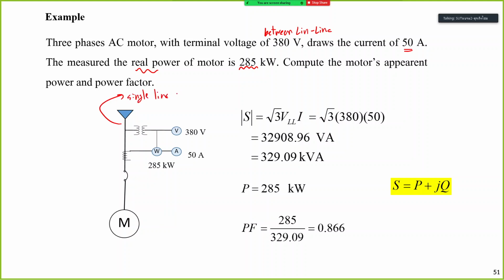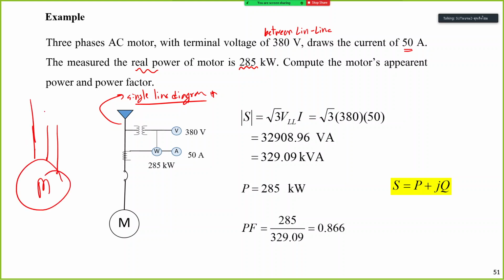Single line diagram, just to represent the circuit, right? But in fact, we will have three lines. In three phase there will be phase A, phase B, phase C into this motor. In fact, the electric cable will be three phase A, B, C, right? And we measure the current, and we measure the voltage here. We have got the voltage of 380 and current of 50 here.